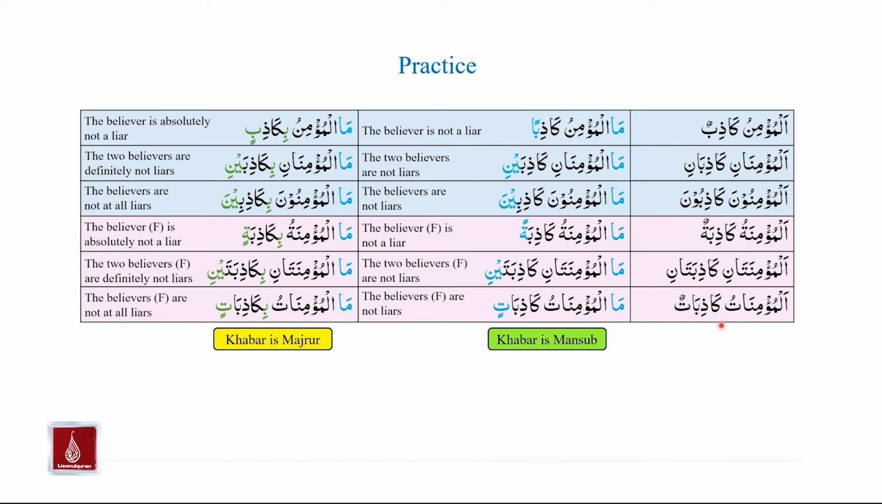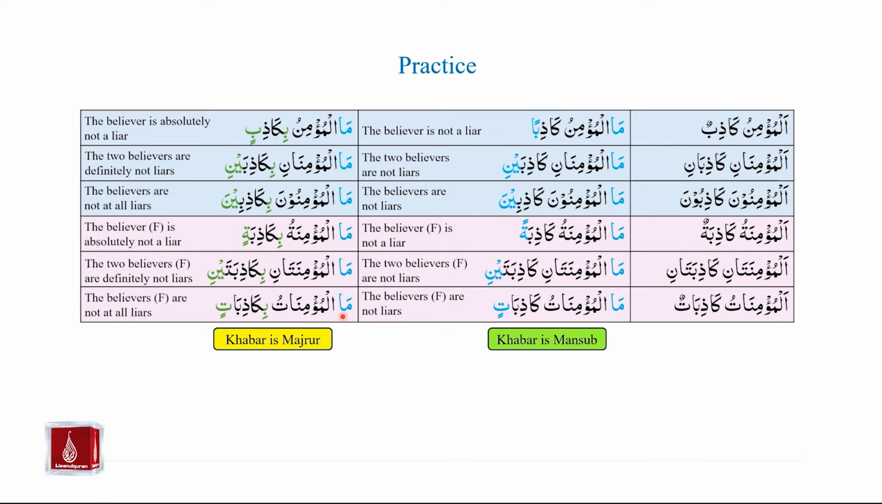Al-mu'minatu kazibatun. Please note the atun ending sound. Mal-mu'minatu kazibatin. Atun, atin. The female believers are not liars. Kazibatin is mansoob because of the effect of ma.